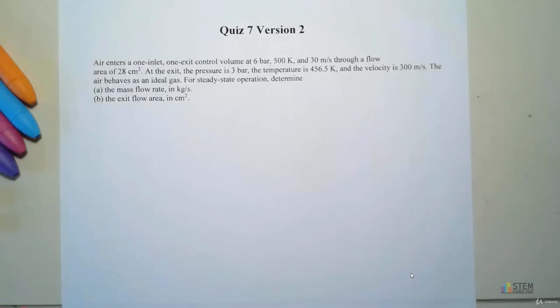Air enters a one inlet, one exit control volume. It's got a pressure of 6 bar, 500 Kelvin, and a velocity of 30 meters per second. It's got a flow area of 28 centimeters squared. Now, those were the inlet conditions.